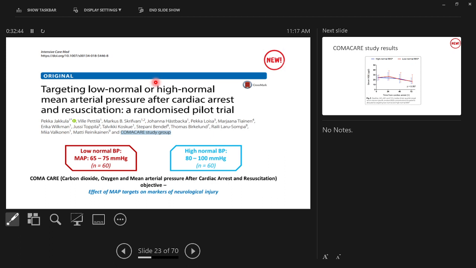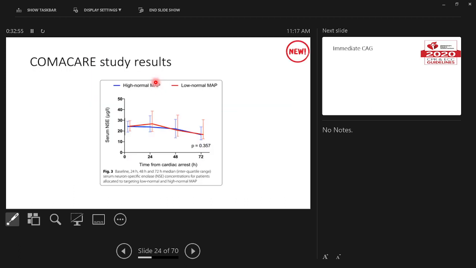In the primary outcome they want to see if the MAP has any association with increase in markers. They assess the MAP along with the marker of neurological injury, whether the neurological injury markers are increasing or not. In this case, there is no significant difference in both the groups.